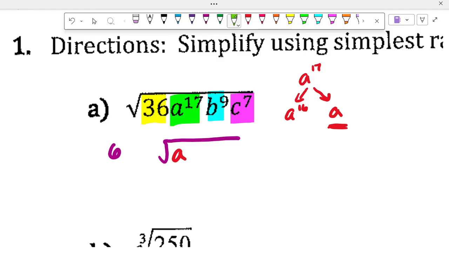If I took the square root of a to the 16th, who remembers what I said you have to do? Basically divide the exponent by the index. So divide 16 by 2. What is it? A to the 8th. So that's what goes on the outside.